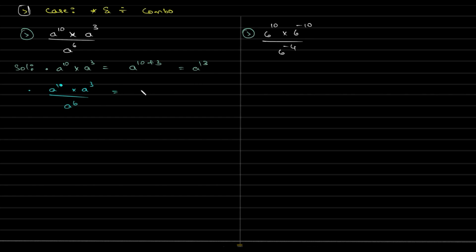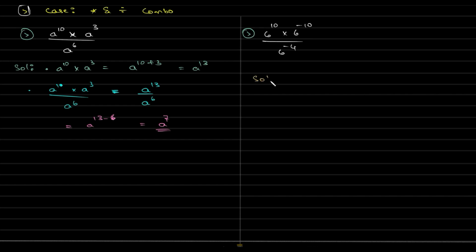So I need to substitute it over here. a to the power of 13 by a to the power of 6. So this is nothing but a to the power of 13 minus 6, same base, division. So I need to take the difference, that's all. So this is a to the power of 7, right? Again, easy set of questions.